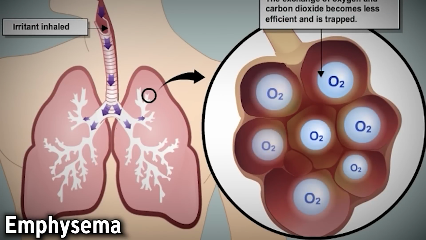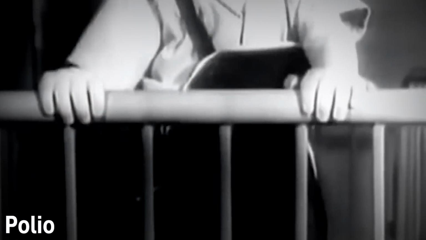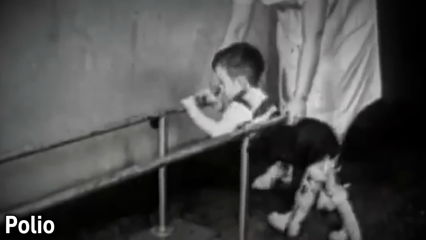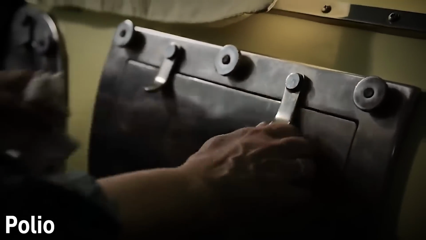Emphysema, being a form of COPD, is very common and sticks around for life, though it can be mitigated by treatment. Polio is a viral infection that can cause paralysis and respiratory failure and death. It mainly affects children under 5 years old, and many survivors of polio were famously confined to machines known as iron lungs to keep them alive.